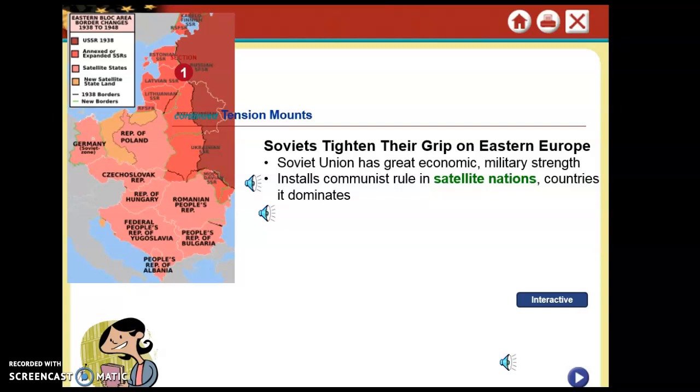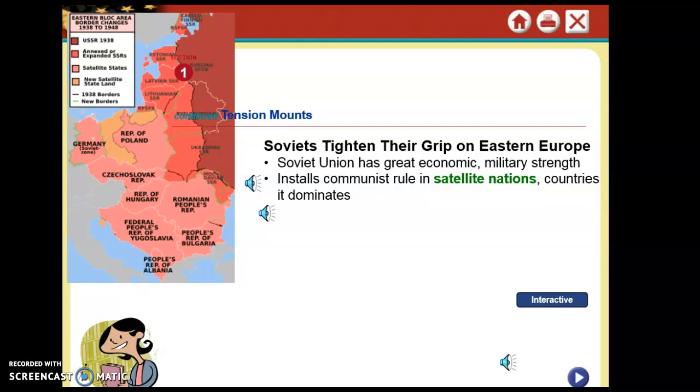So Stalin decided that he was going to install communist governments in satellite nations. The satellite nations were nations that bordered the Soviet Union and acted as a buffer zone between the Soviet Union and the rest of Western Europe. So he installed communist governments in those countries, in Albania, and Bulgaria, and Czechoslovakia, Hungary, Romania, Yugoslavia, and Poland, and these countries became known as satellite nations, countries dominated by the Soviet Union.